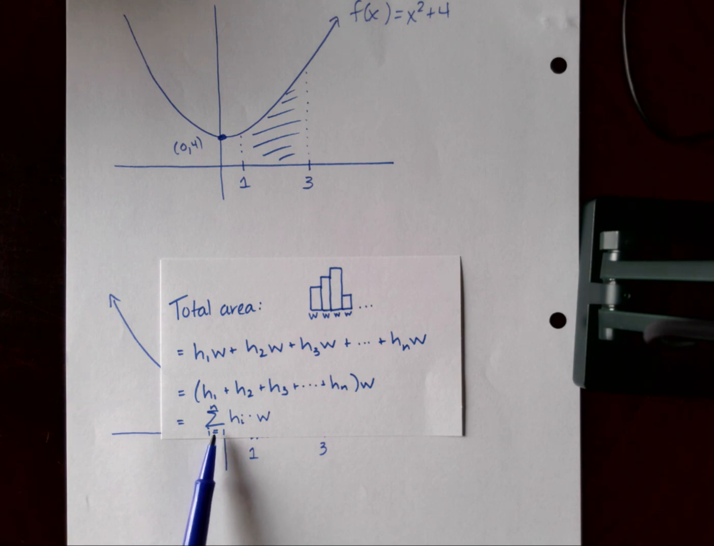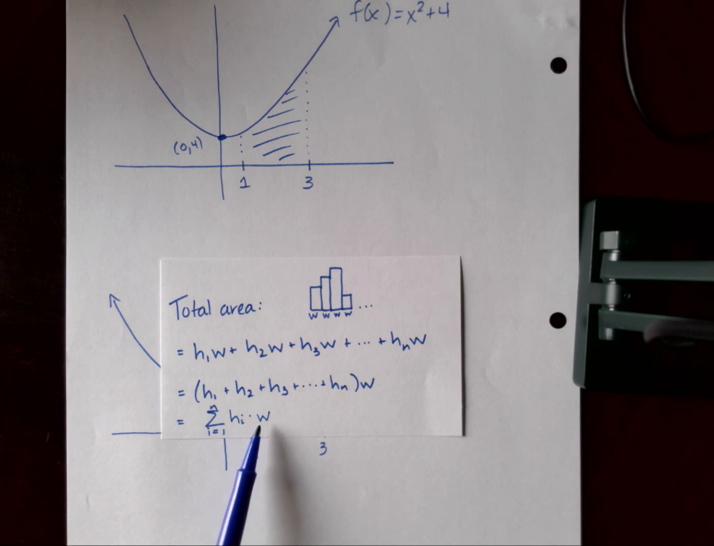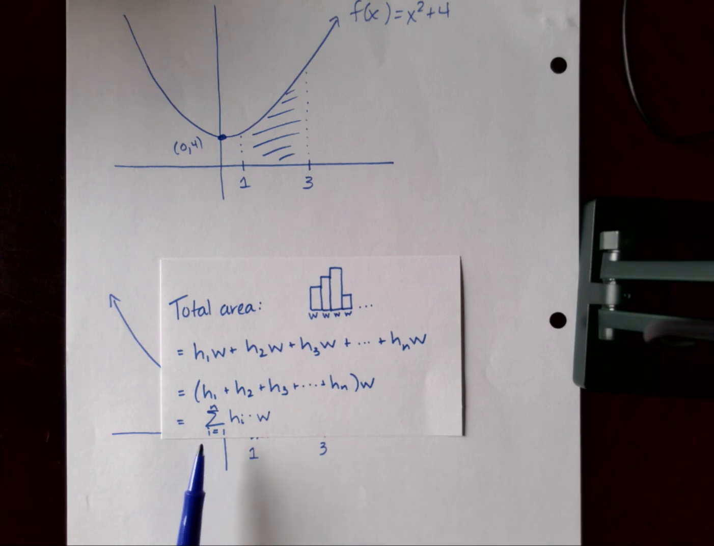So summation notation is going to come into play. We're going to have a bunch of heights that vary, but the width is not going to vary. So we're going to need that idea. Just kind of hold that thought. We're going to have to add up some sums like this, so we need some formulas.